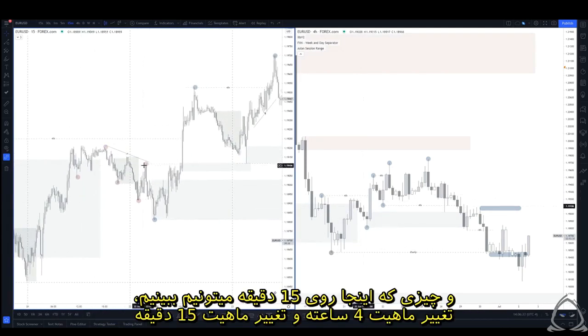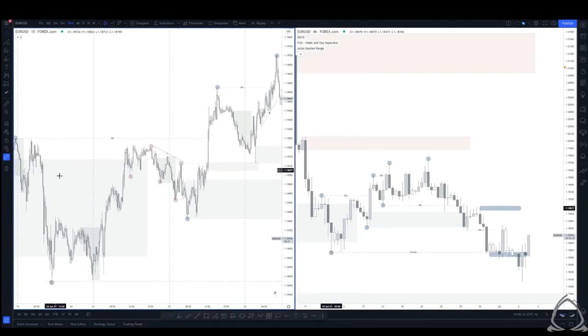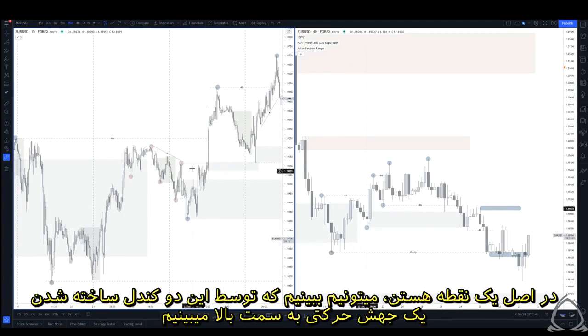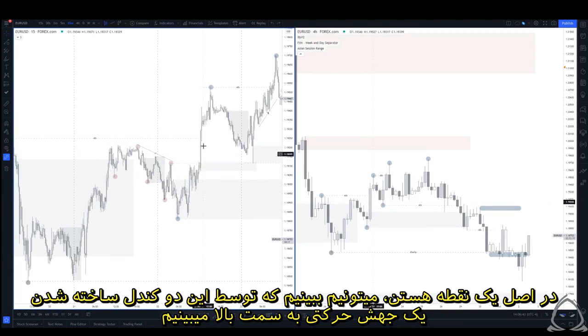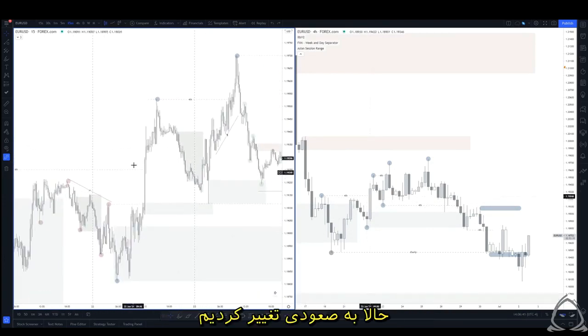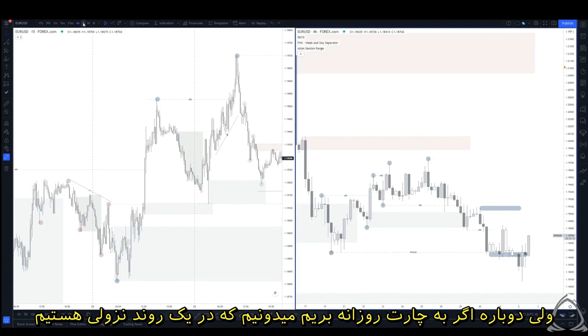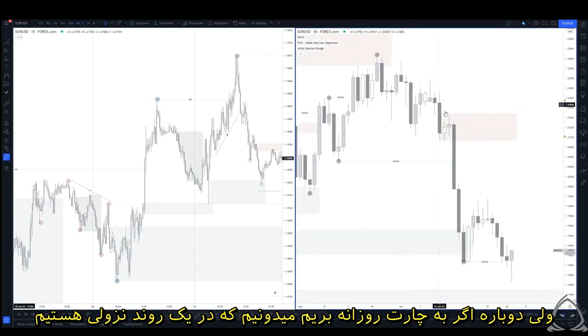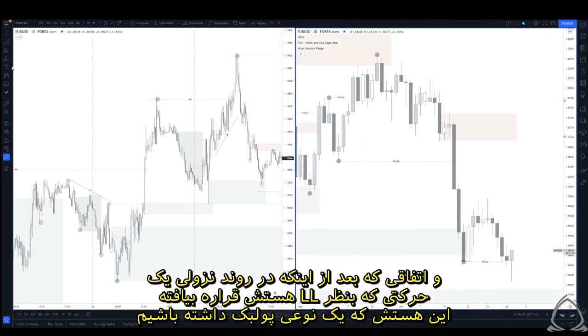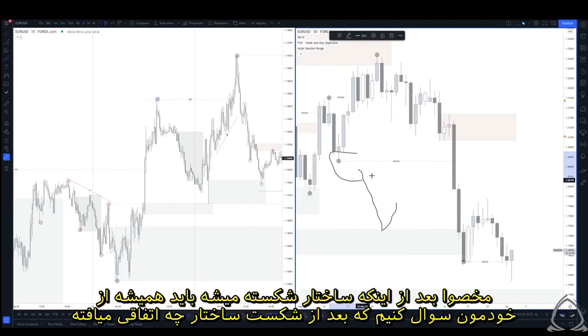And what we can see here on the 15-minute, the 4 hour change of character and the 15-minute change of character end up being at essentially the same points. It's created by these two candles. We see that impulsive move to the upside. We've now switched to bullish, but again, if we switch back to the daily chart, we know that we're still in a bearish trend. And what happens when we are in a bearish trend and we've just put in what seems to be a lower low? We're going to get some sort of pullback, especially after we break structure.